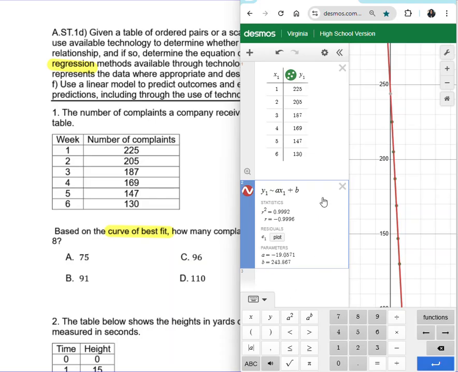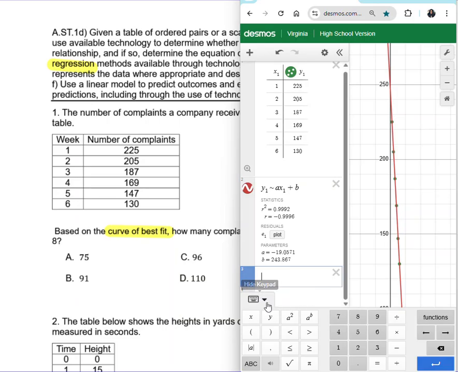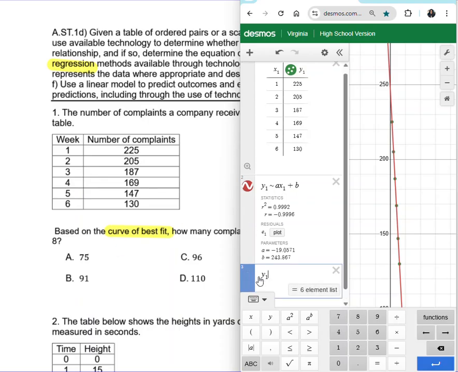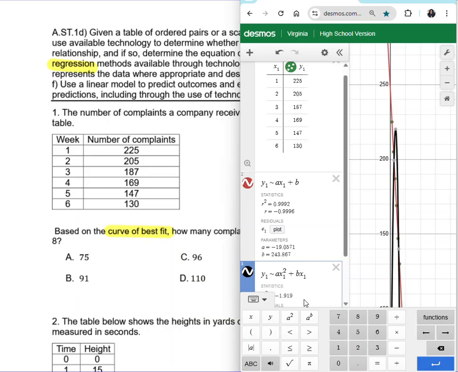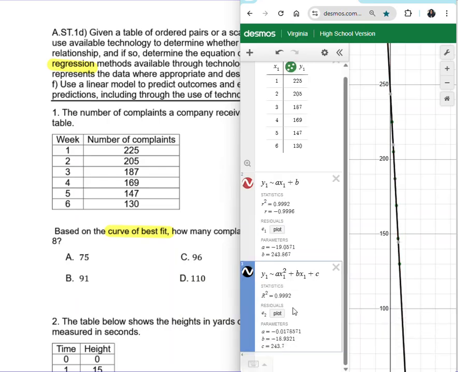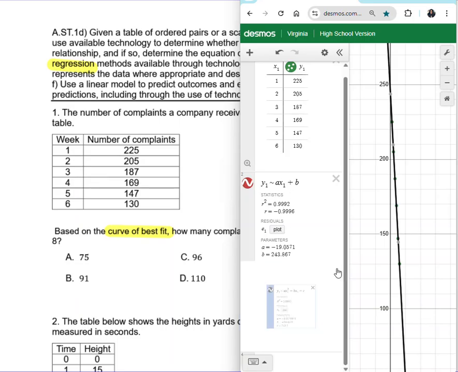For quadratic regression, I'll go ahead and type it up for you as well. So quadratic regression is y1, so both of them start off with y1, regressed against ax1 squared plus bx1 plus c. Both of them are pretty good regressions for these specific points, but I'll just stick with the linear regression. These are the ones you have to memorize. Let me take this off.